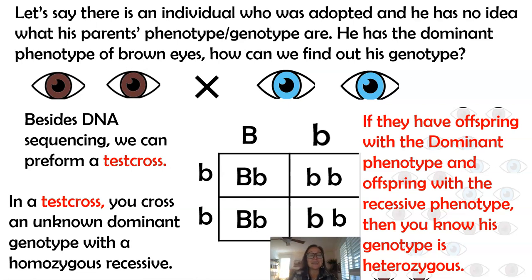All right. So again, to summarize, a test cross is used when you cross a dominant phenotype of unknown genotype with a homozygous recessive, and then you look at the offspring, and based on the phenotypes of the offspring, you can determine if that dominant parent was homozygous dominant or heterozygous, depending on what the offspring looked like.